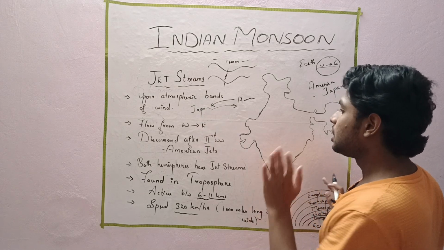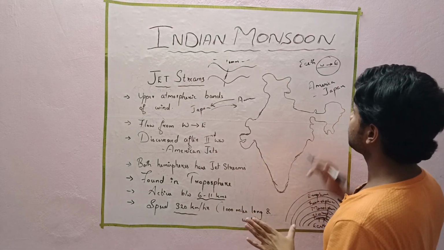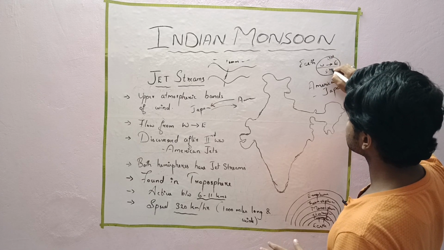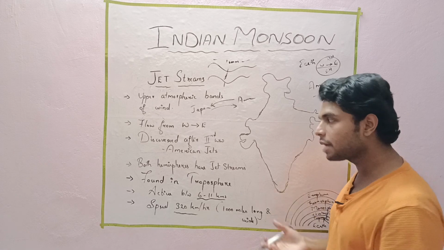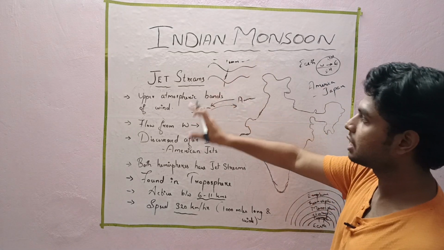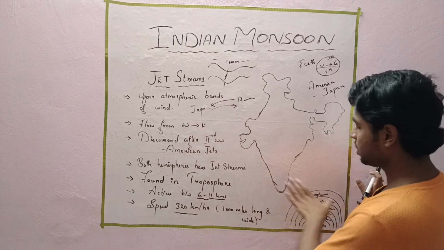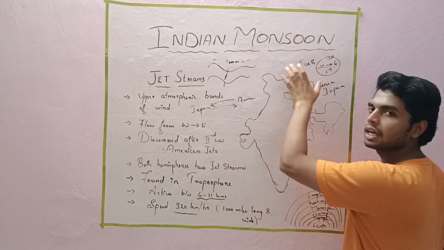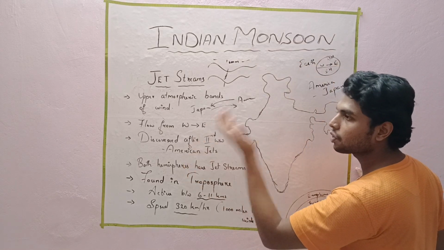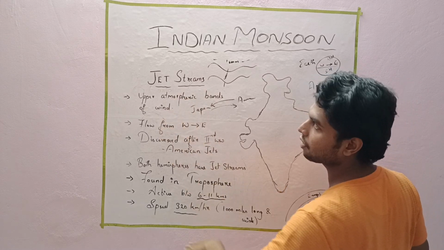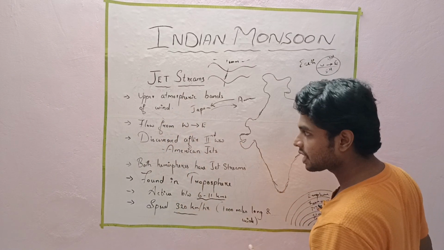Both the hemispheres have jet streams. This is the northern hemisphere and this is the southern hemisphere. So that's all about the jet stream part. They are found in the troposphere and they flow from west to east. The earth also rotates from west to east, so likewise we can know the direction of flow of these jet streams.